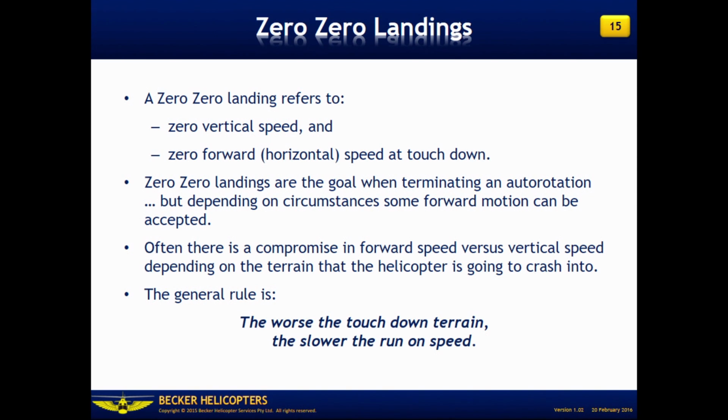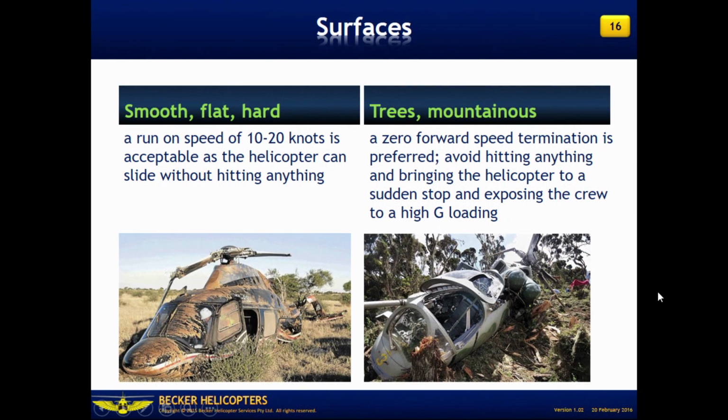It's often a compromise. The general rule is, the worse the touchdown terrain, the slower the run-on speed. I'm at an airport with a big runway. I'm happy to run on at 25 knots on that bitumen. And if it was a real one, I'd run it on the bitumen. I don't care if I scratch it all up and upset the people who own it. That's what I'd do. But if I'm now going into rocky mountain terrain or high trees, I don't want forward speed. I'd rather come down vertically. So surfaces, smooth, flat, hard, run on speed, 10 to 20 knots, cool beans. Trees, mountainous terrain, 0 speed, because when you hit something, it's going to hurt.